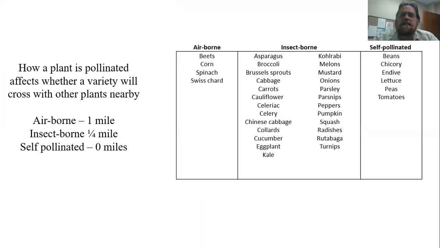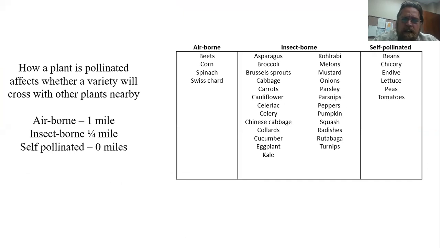So when we're collecting seeds, we want to be mindful that the plant that we are going to produce from that seed is going to be what we're looking for, and how that plant is going to be pollinated is going to have a significant impact on whether it's going to be pollinated by a plant of the same variety.